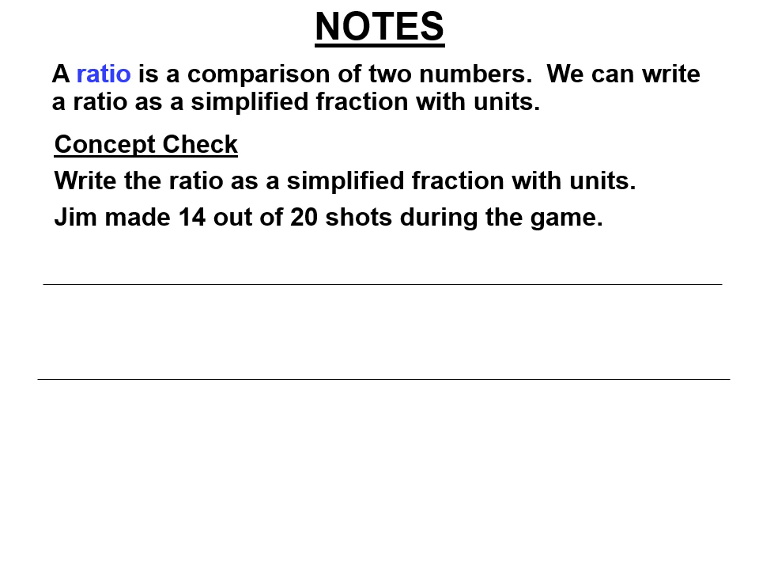So let's see that. Jim made 14 out of 20 shots during the game. Write the ratio as a simplified fraction with units. All right, so let's do that. So it's 14 made to 20 shots. You could say 20 shots or 20 taken. Either way, I don't care. But you can't leave that because it has to be simplified. So it is 7 made out of 10 taken, or 10 shots, either way.